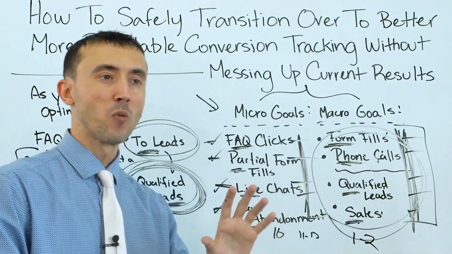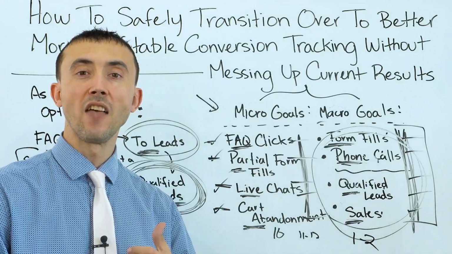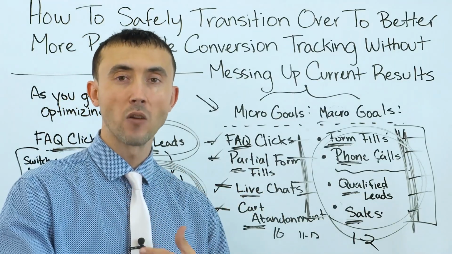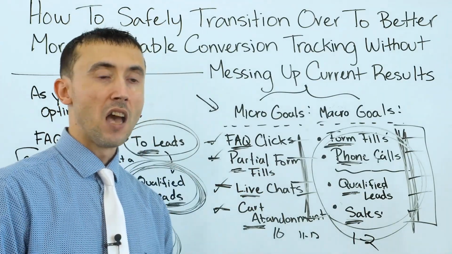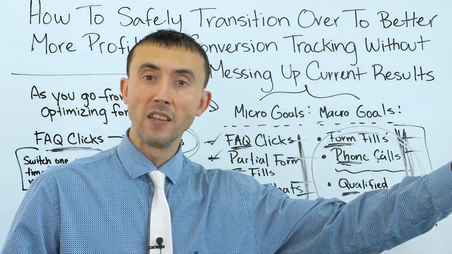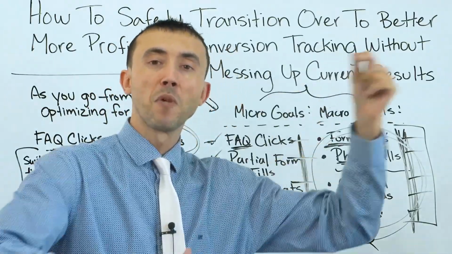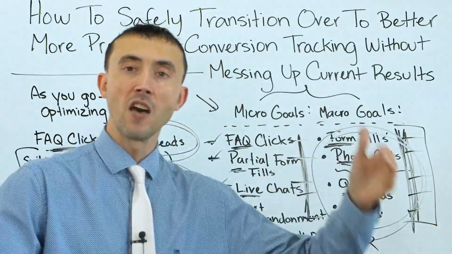So you optimize for the one goal, the micro conversions, until you have 10 to 30 conversions of the actual goal you want to track, which is leads. And then you could take this further and wait until you have 10 to 30 qualified leads to optimize for qualified leads. And then you could wait till you have at least 30 sales to optimize for sales. And then you go from one to the other to the other.